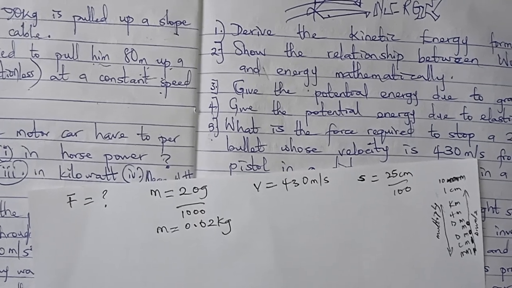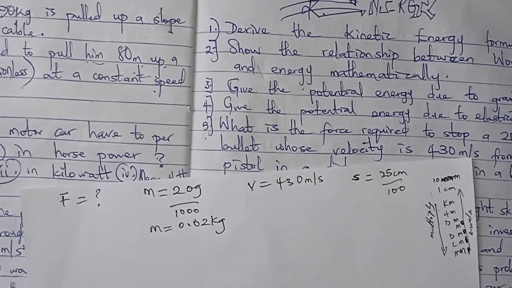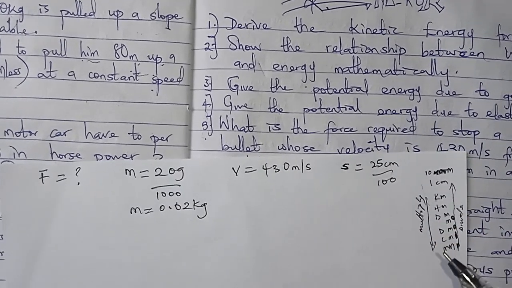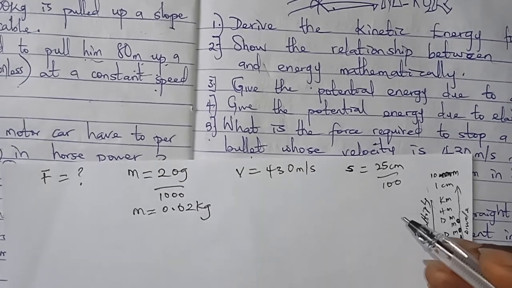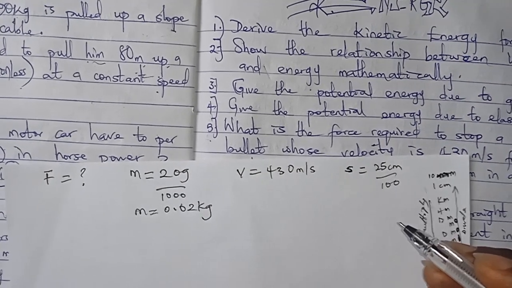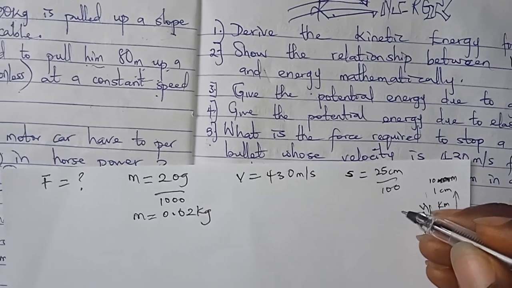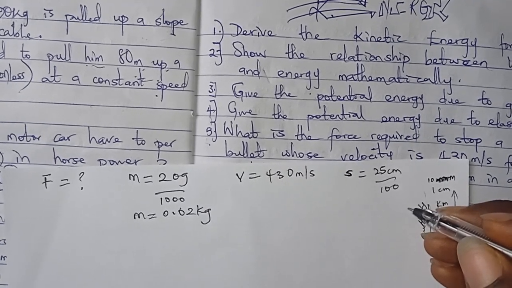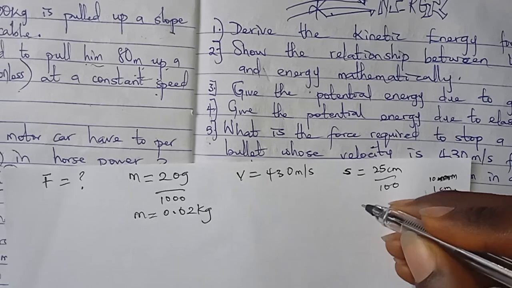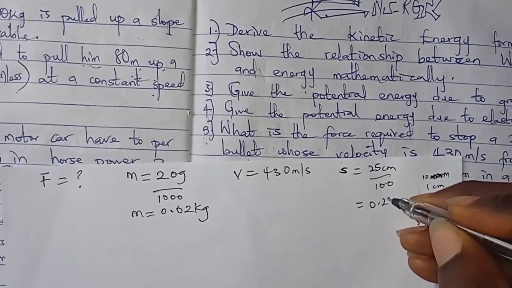Or you can say, another way to know this is simply centimeter and meter, which one is higher? Meter is higher. Anytime you are moving from less to higher, you divide, because what is inside the small one is contained inside the higher one. So this is going to give me 0.25 meter.